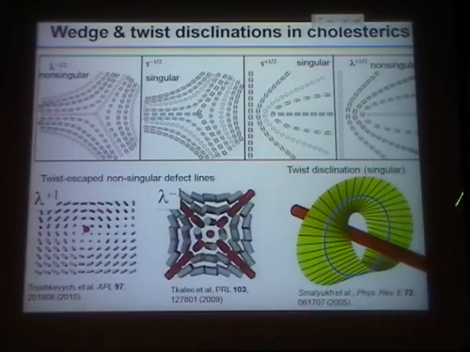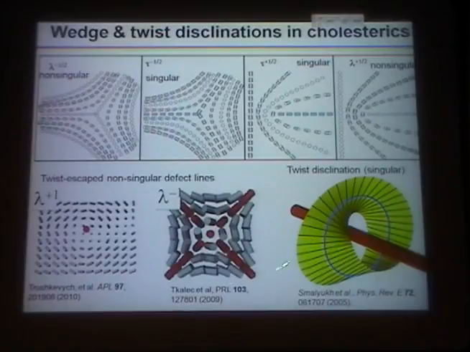And so here I just show very briefly the different types of defects one can have. The so-called lambda disclinations, where the director is along the actual defect line, so it's non-singular in the material director field, and this is essentially a twist-escaped director configuration.